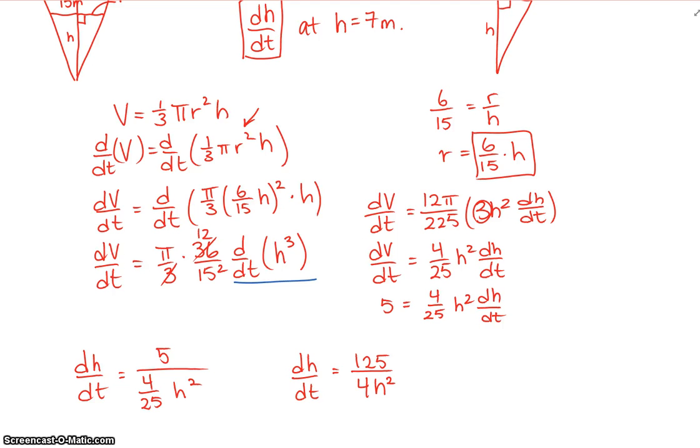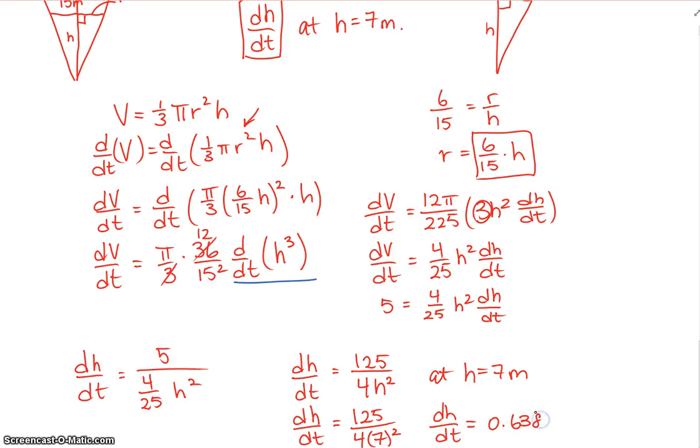And again, we want to be able to solve this when your height is 7 meters. So dh/dt, it's all in terms of one variable, is 125 all over 4 times 7 squared, which would then give you approximately 125 divided by 4 times 49, so dh/dt is 0.638 at that moment in time. It's height to time, so it's meters per minute in this case.